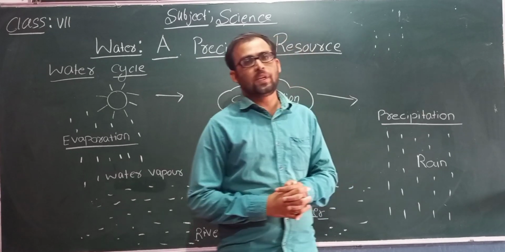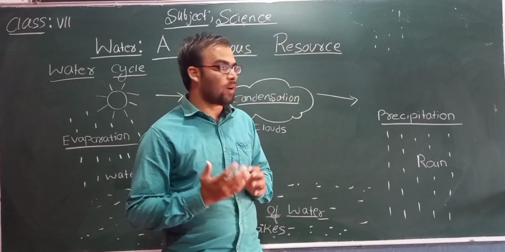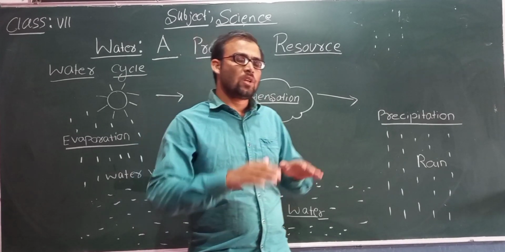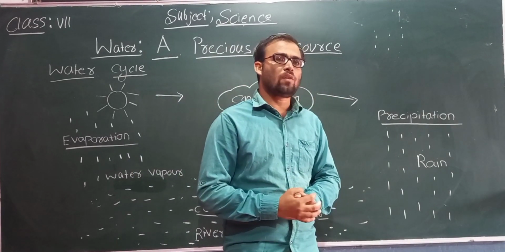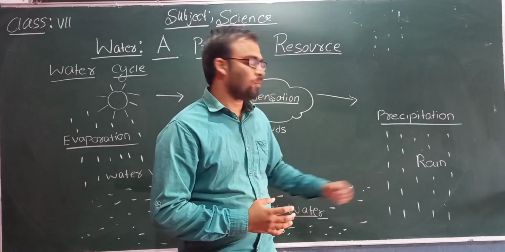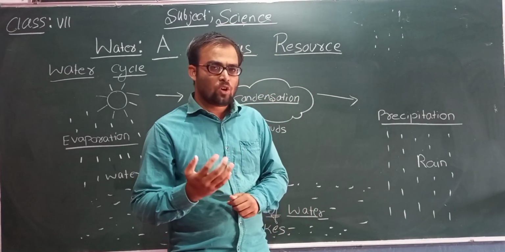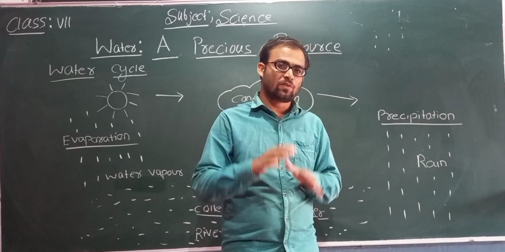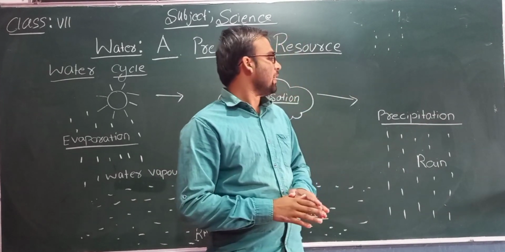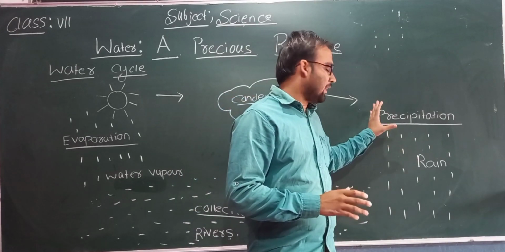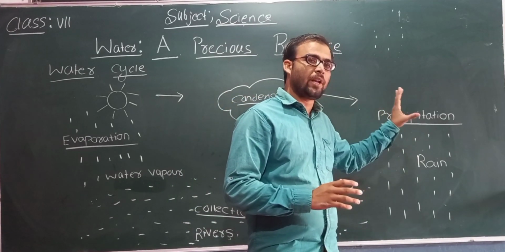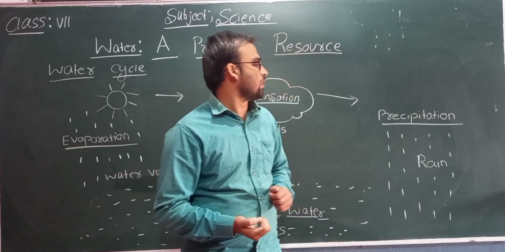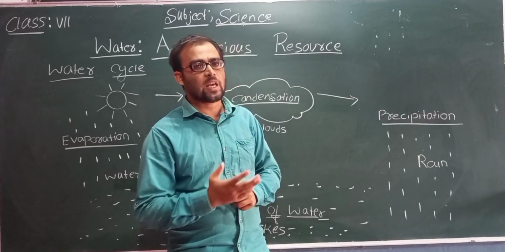Now, whenever the volume of water droplets increases in the atmosphere, these water droplets fall again on the surface of the earth in the form of rain. This process is called precipitation. Falling of water droplets on the surface of the earth is precipitation.